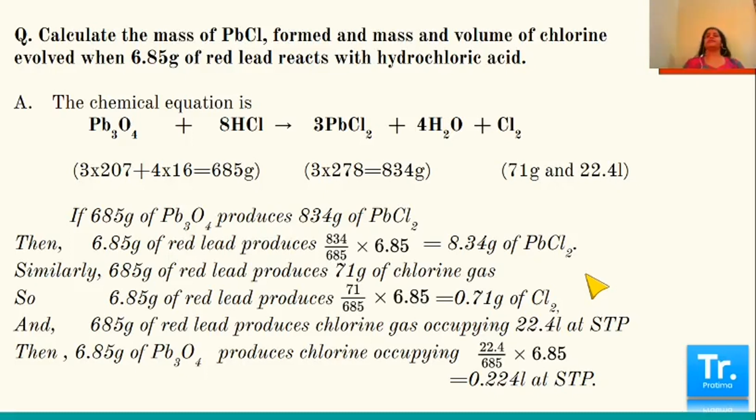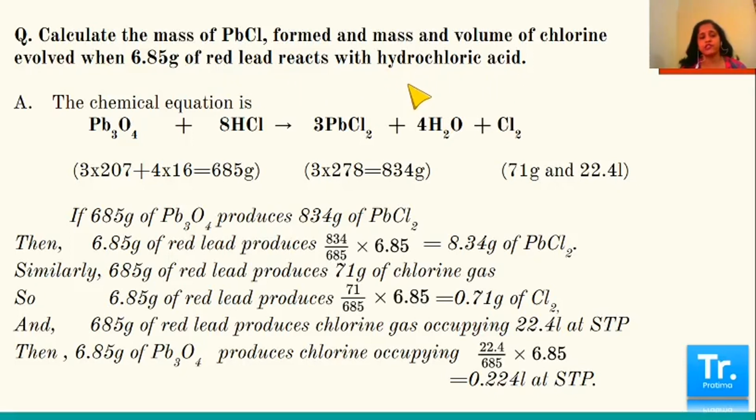And the method is very simple. You will not find difficulty in this part of the chapter at all. So the question is, find the mass of the salt, that is PbCl2, formed, and the mass and volume of chlorine evolved when 6.85 gram of red lead reacts with hydrochloric acid. I am sorry, there is a printing mistake here.